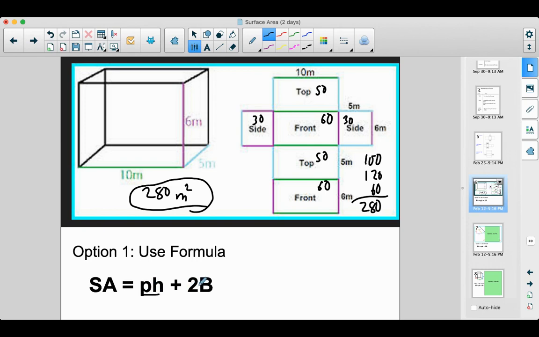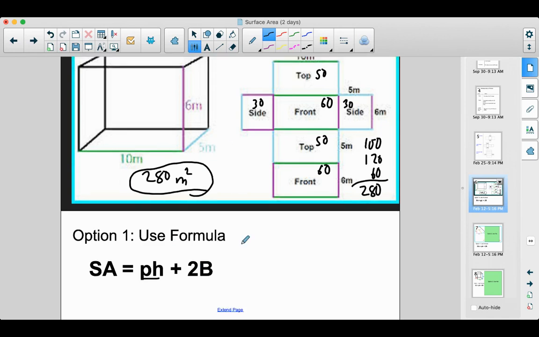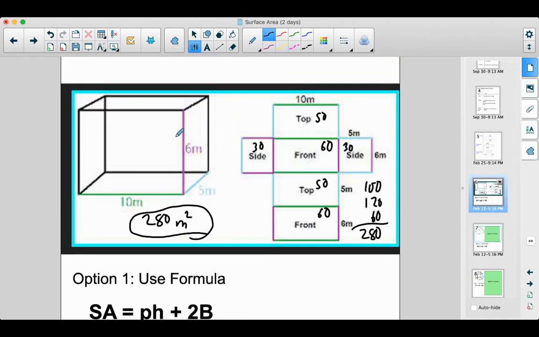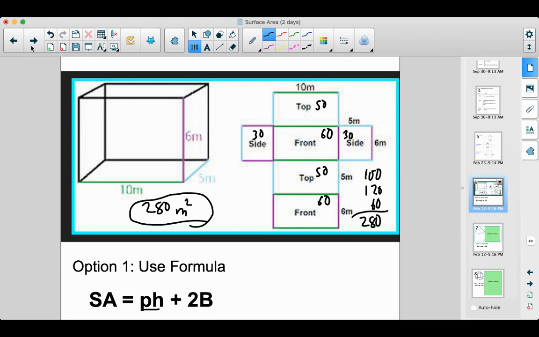And then 2 times the base, well, we find the area of the base, and then we double it because the top and bottom are the same. So this perimeter times height gives you the entire lateral surface area all the way around, and you just add the 2 times the base for the top and the bottom. So that's where that formula comes from. That's helpful, so use it. Otherwise, the idea we're using is just breaking it apart into easy shapes so we can find the area of.